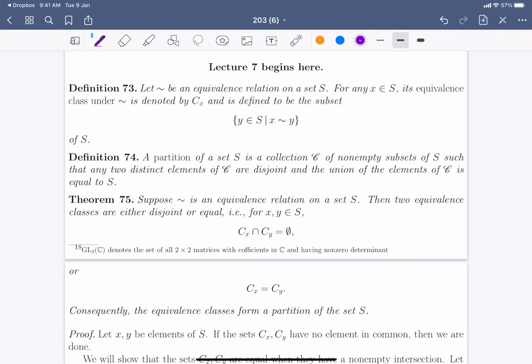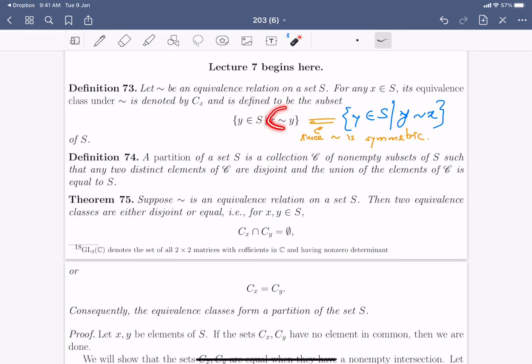We could have also taken a look at all those y inside S such that y is related to x. And in that case, you may note that these two sets are equal, since tilde is an equivalence relation, or maybe since tilde is symmetric.